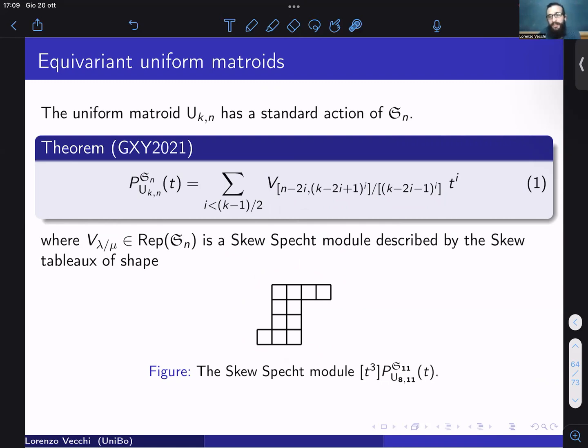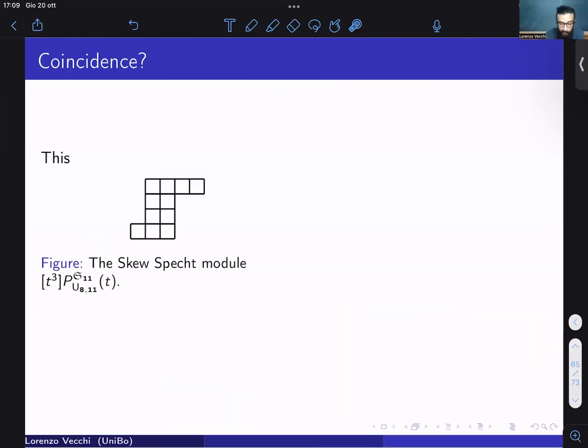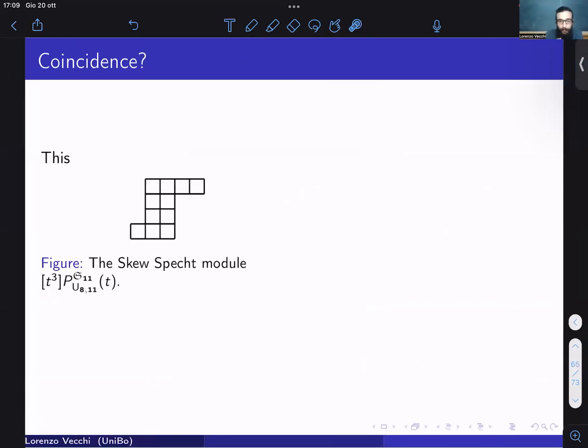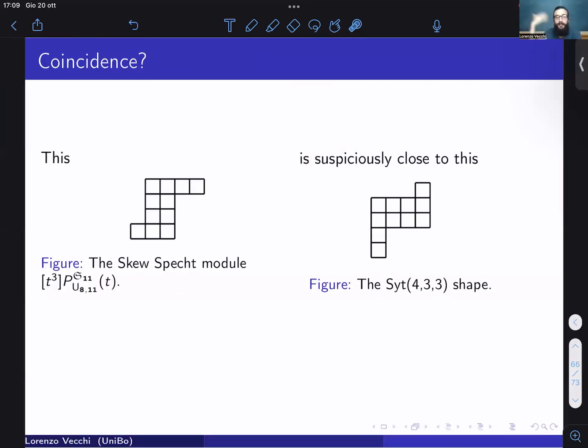So we know what the representations are for the uniform matroid. But we already found some skew diagrams before in this talk. So is this a coincidence? Because if we look at this skew Specht module, which is indexed by this skew diagram, this looks really similar to the skew diagram that we're counting the coefficients with in the non-equivariant setting. And this is not a coincidence, because this diagram and this diagram are actually the conjugate of one another. And by conjugate, I mean I can reflect the diagram along the diagonal.